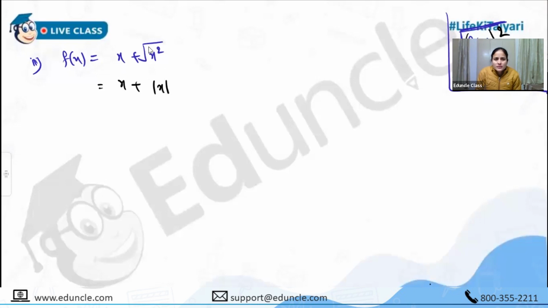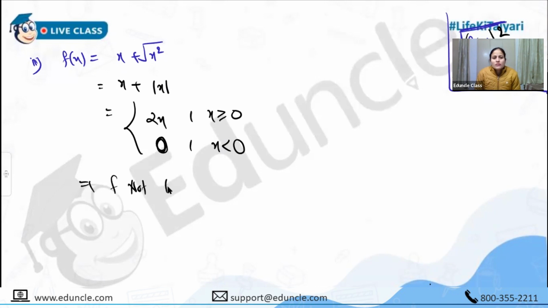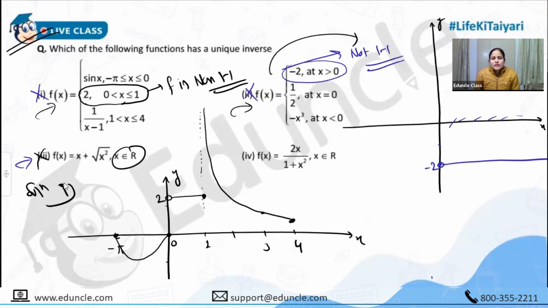X can be positive, x can be negative, na? That's why I will write it like this. So if my x is greater than or equal to 0, I will have twice x. But if my x is less than 0, this will be minus x, so I will have 0. So for infinitely many points, image is same. So this implies f is not 1 to 1. Clear है? So the third one is not 1 to 1, that's why not invertible.